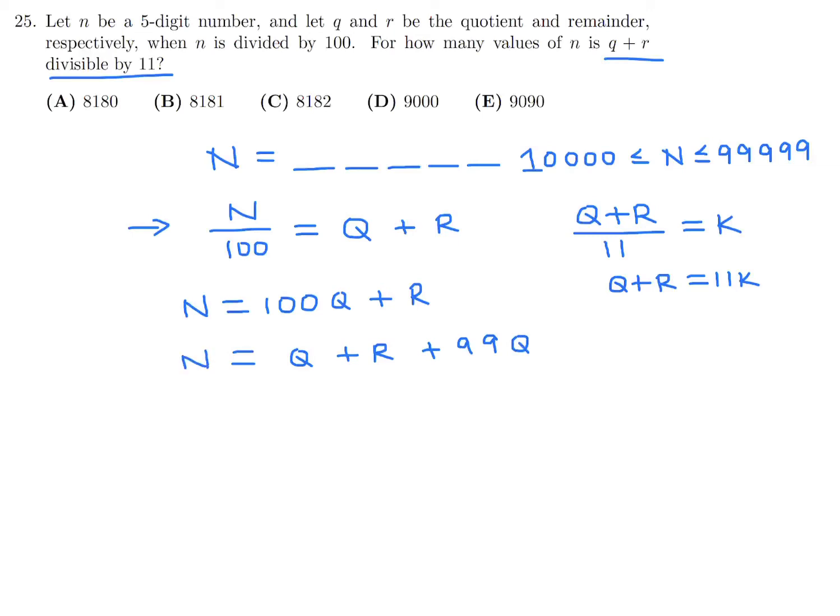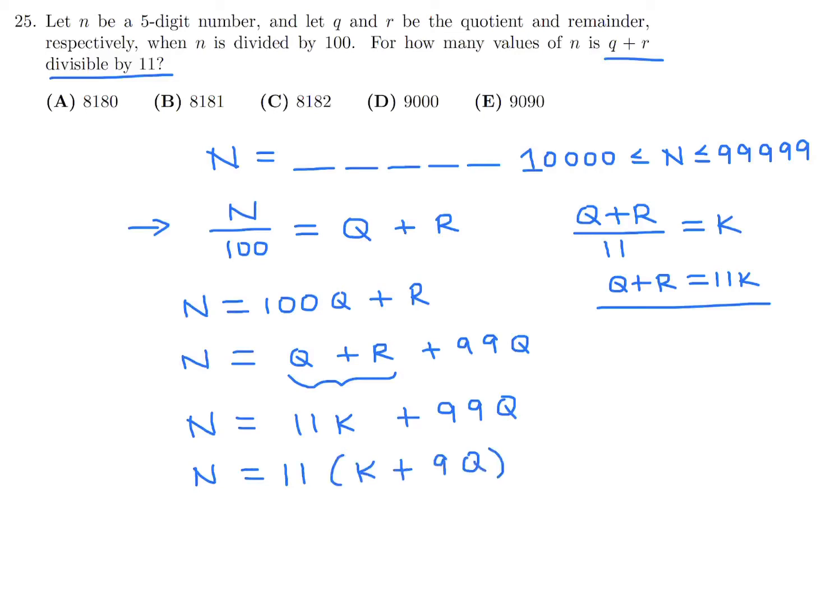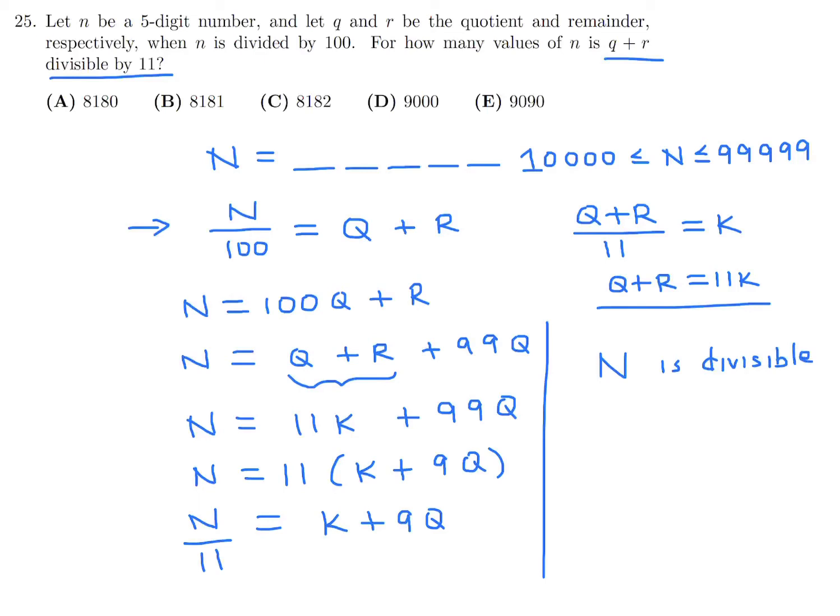And the reason I did that is because for q plus r, we have some representation. We have 11k, and that's 99q. All right? And the good news is that 11 factors from both of these, k and 9q, like that. And then we can put the 11 underneath the n, like this. And since k is an integer and q is an integer, that means that n is divisible by 11. So we concluded that n is divisible by 11.